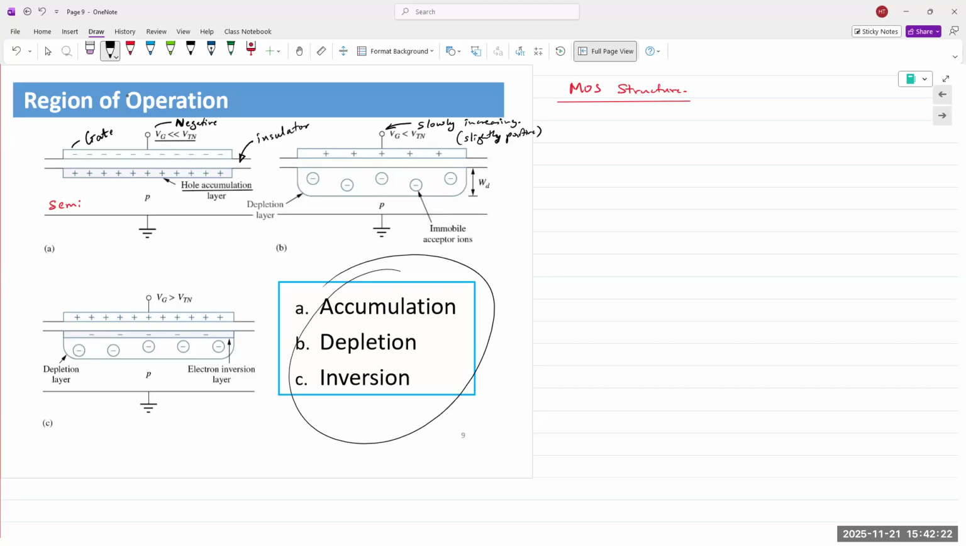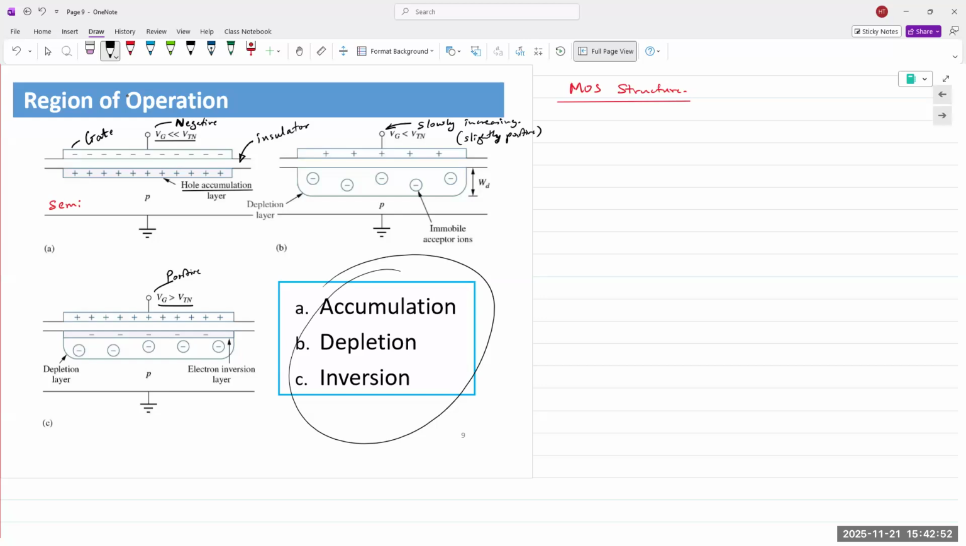There are no charge carriers available, right? But now we increase the gate voltage far more positive, exceeding the threshold voltage. Now the exact opposite happens from accumulation. You have a strong field with positive charges at top of the gate, so it attracts electrons in that p-type region.